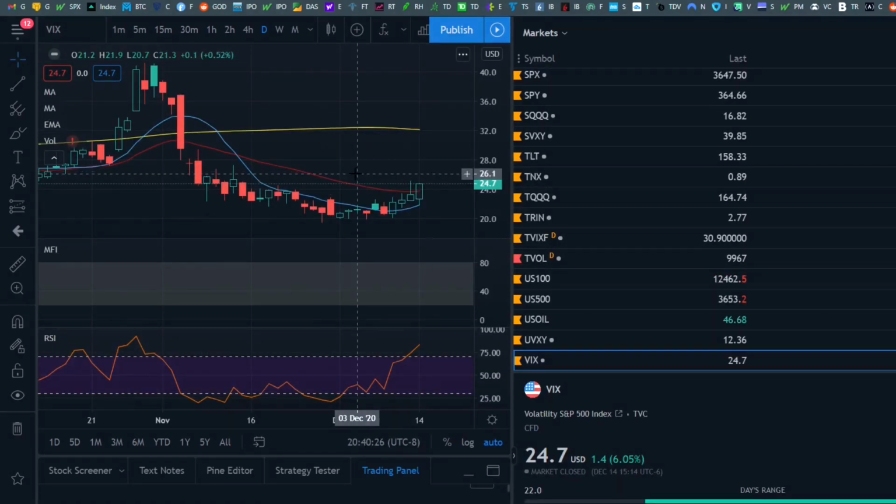And lastly, we'll be looking at the VIX, which is the Volatility S&P 500 Index, and is also a reverse index of the S&P 500. This is also considered a leading indicator, and it provides a good indication of the overall fear and greed in the market.